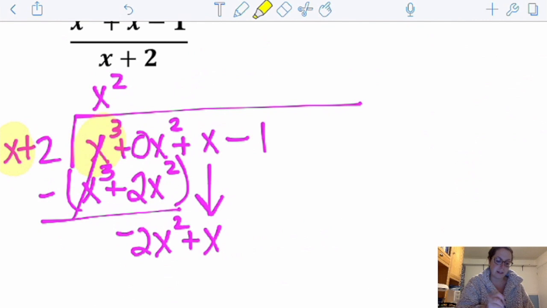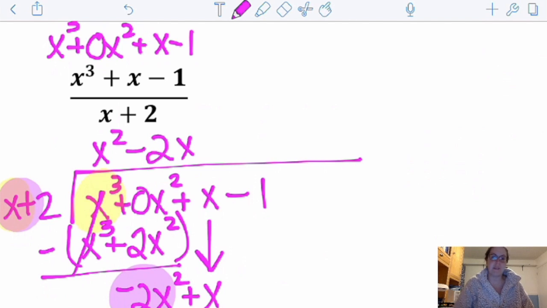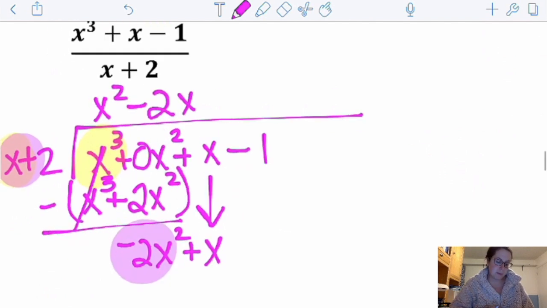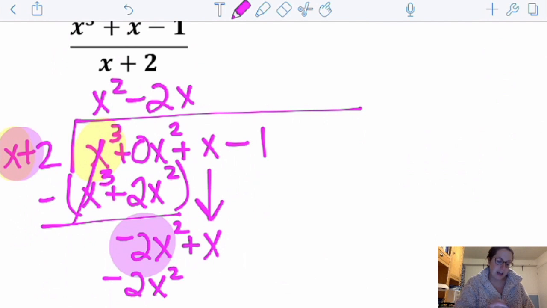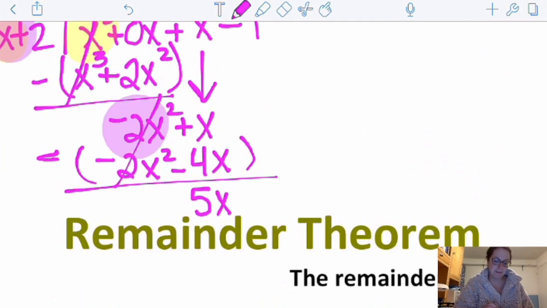Now we're going to repeat this process, and I'm going to use a different color here. So x times what would give me negative 2x squared, and x times negative 2x would give me negative 2x squared, right? So this would be negative 2x squared, and then negative 2x times 2 would be negative 4x. Remember that we're subtracting those, so I'm putting that in parentheses. Negative 2x squared minus negative 2x squared cancels out. x minus negative 4x is going to be 5x. Make sure you're subtracting a negative, and then bring down your negative 1.